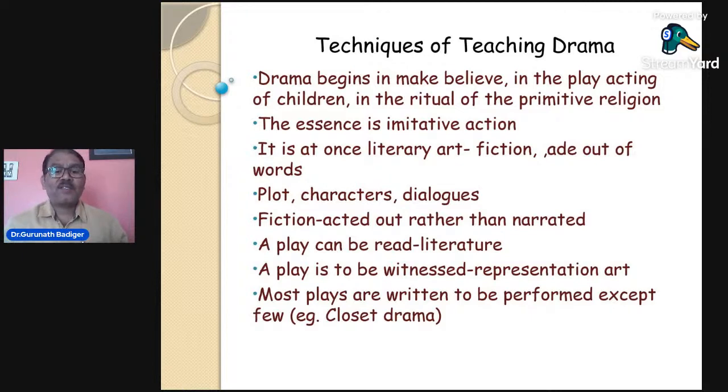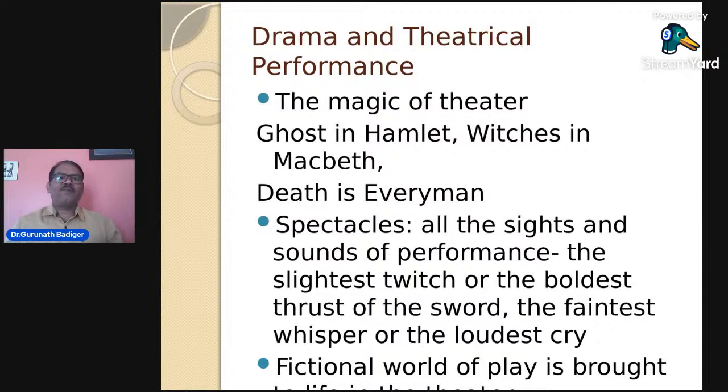Most plays are written to be performed except few. Except closet drama, all plays are written to be performed. They should be enacted on the stage. They are better interpreted on the stage than in reading. So while teaching drama, a teacher should know certain aspects of drama.